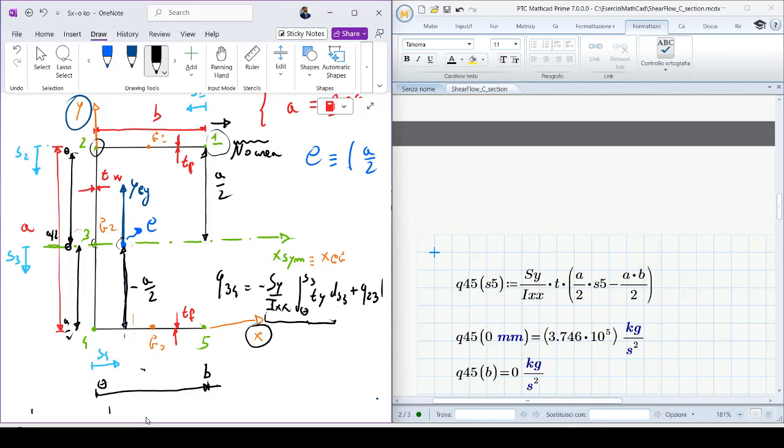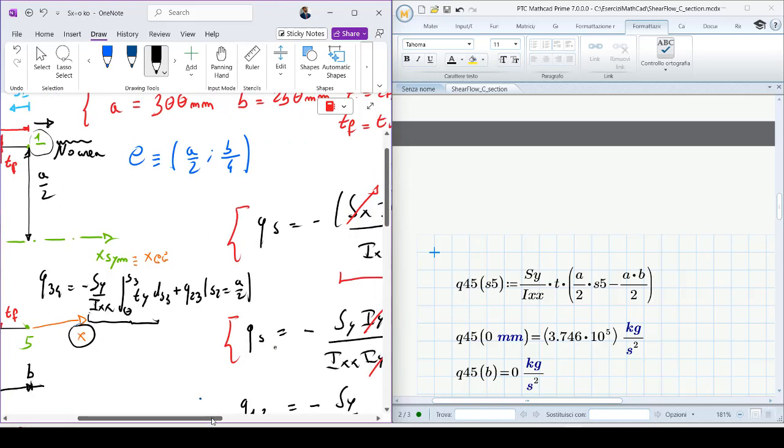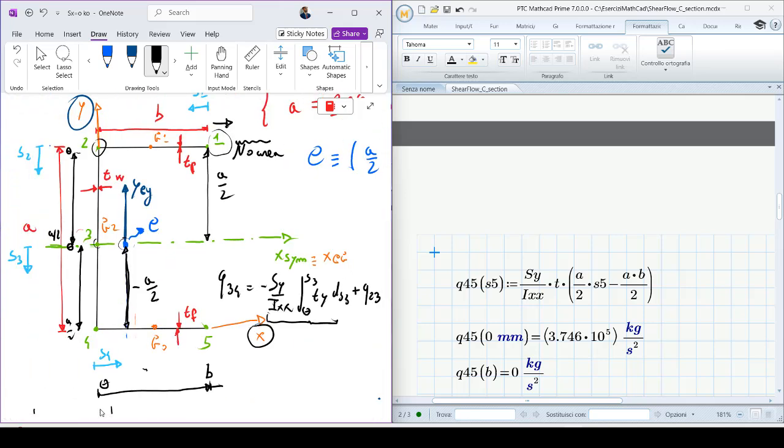S4 starts from 0 to B. So at 0 we clearly have the same shear flow that we calculated previously, because from the nature of this formula, if y is equal to 0, all these quantities disappear and we maintain all the previous shear flow. I made an example on the shear flow 3-4, but we can prove that when S4 is equal to 0, I must obtain the shear flow at A over 2 for the shear flow Q34.